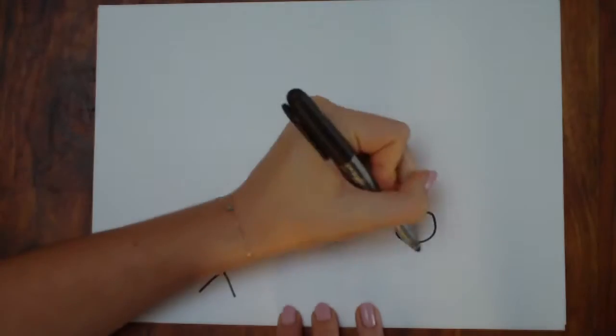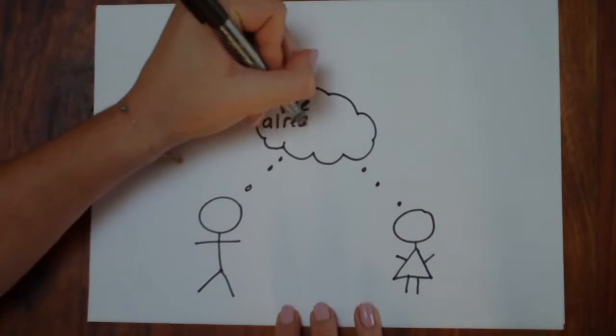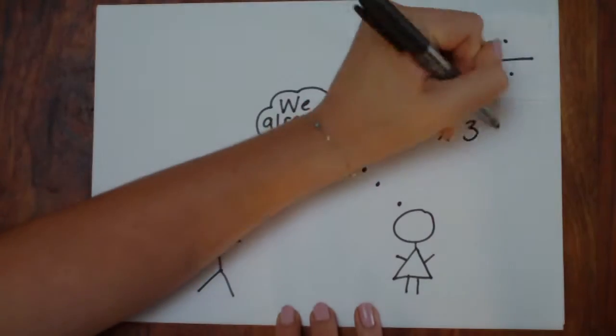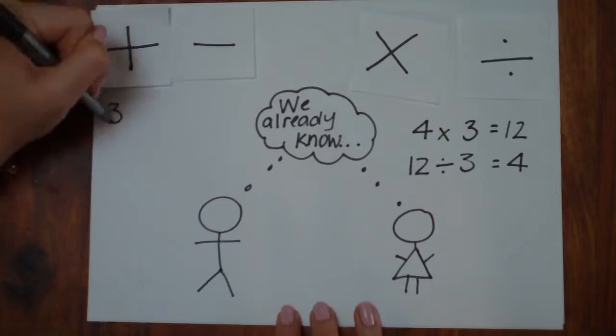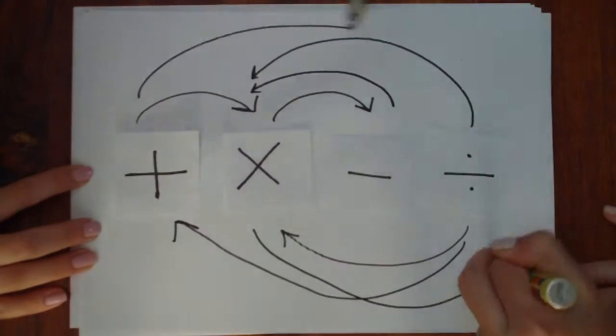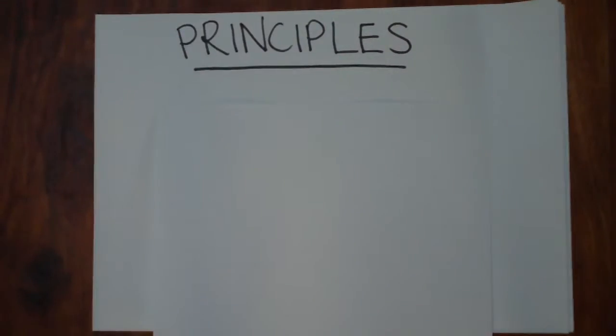This content is building on students' prior knowledge of the inverse relationship between operations, where one operation undoes what was done by the previous operation. The syllabus specifies an order of operations, but what is this order? Here are the principles which guide how we order operations.